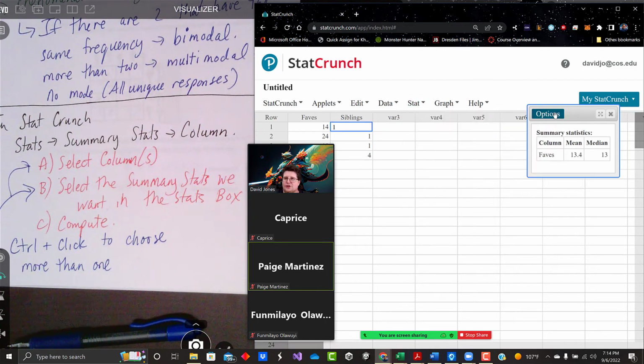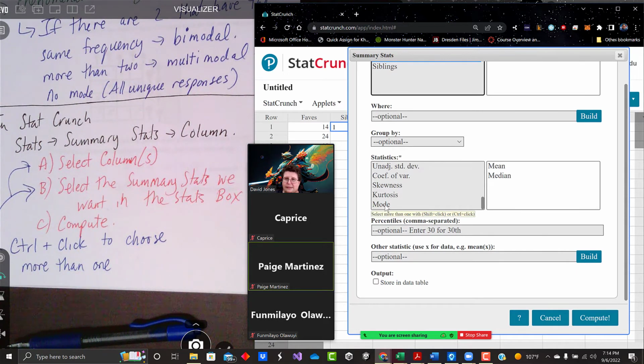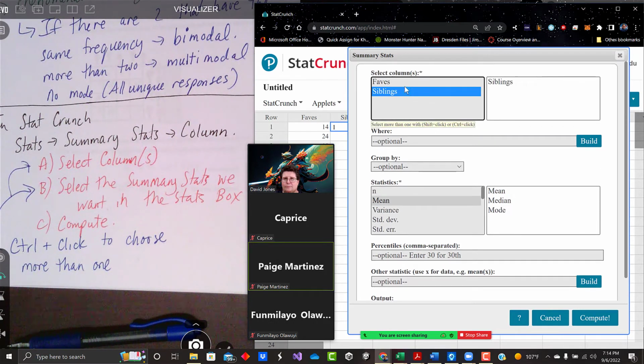If you want to just change one setting and you've already got a lot of stuff in there, like I've already got mean and median, I've already selected faves, I don't want to do it again. I'm just going to do that options edit. I want to add in the mode, and I think the mode's at the bottom. Yeah, there it is. I'll hold down control and I'll click mode. And I think up here I'll do both faves and siblings. Show you what it looks like.